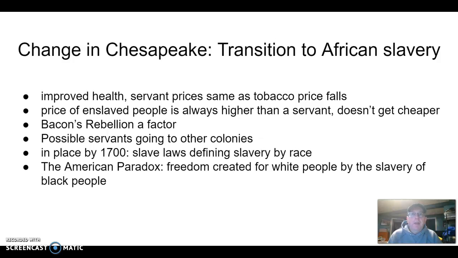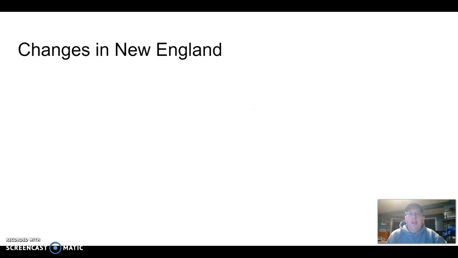And this feeling of racism, we're going to see, is created during the 18th century. There's this sense that even the poorest white is still above an African or African American enslaved person. So that is a huge legacy.